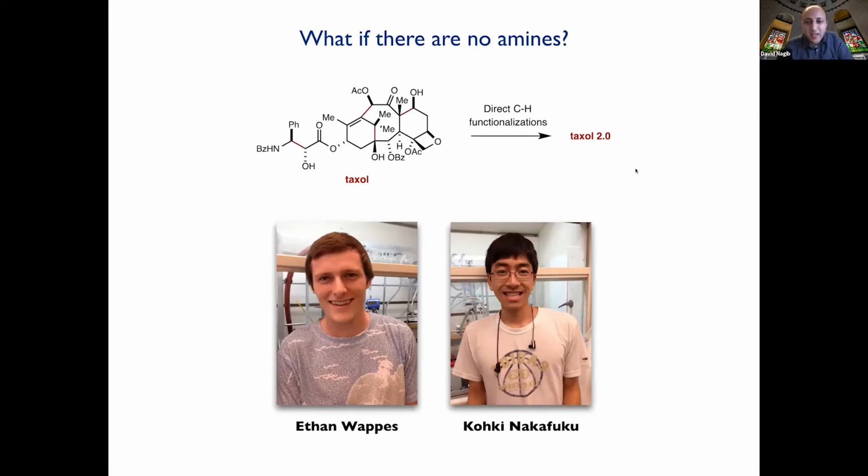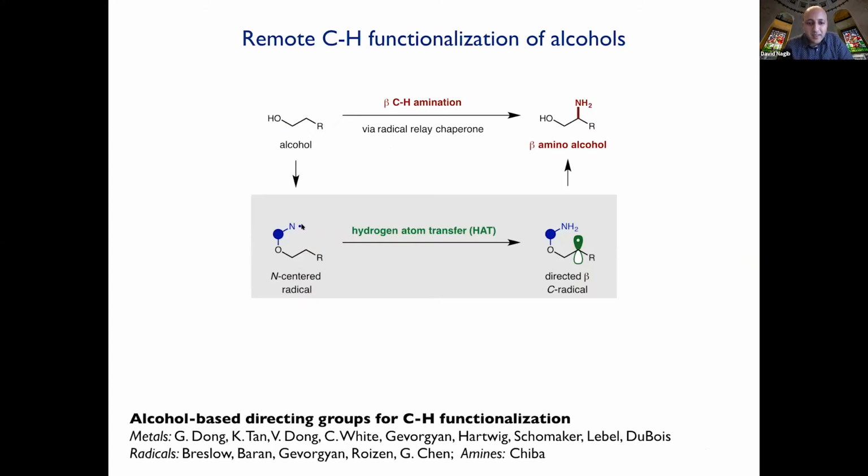Now I'm going to pivot pretty strongly to our chaperone work, the functionalization of alcohols that Ethan and Koki had developed, with the idea here that that N-centered radical could also be appended onto an alcohol. And then those same rules of 1,5-HAT selectivity and different types of functionalizations, as I've shown you, could be used to functionalize alcohols at different positions. I just show you here the beta functionalization, in the case of the blue circle being one atom.